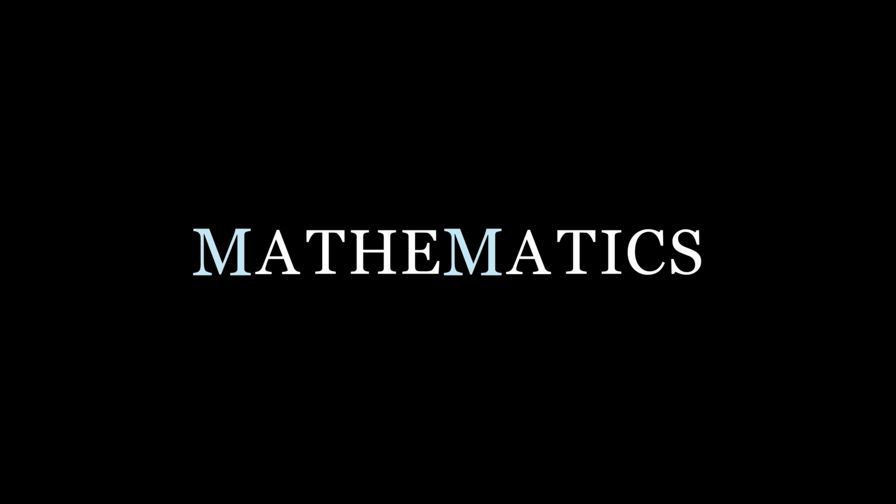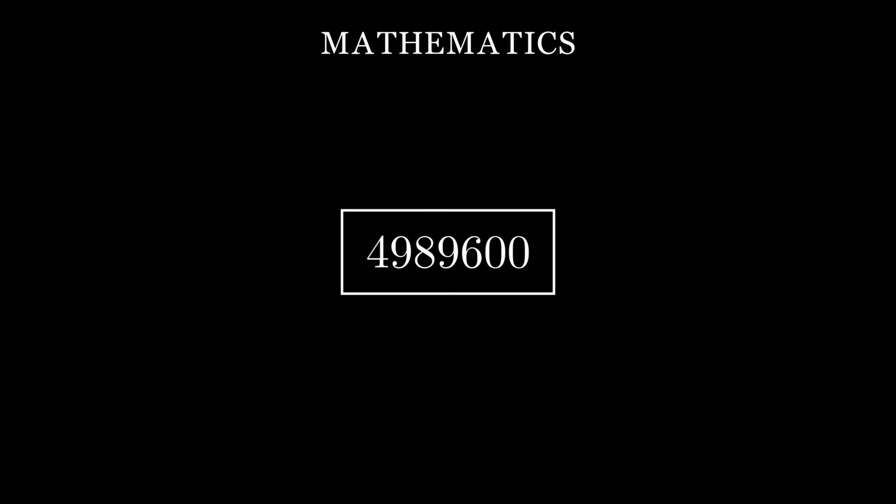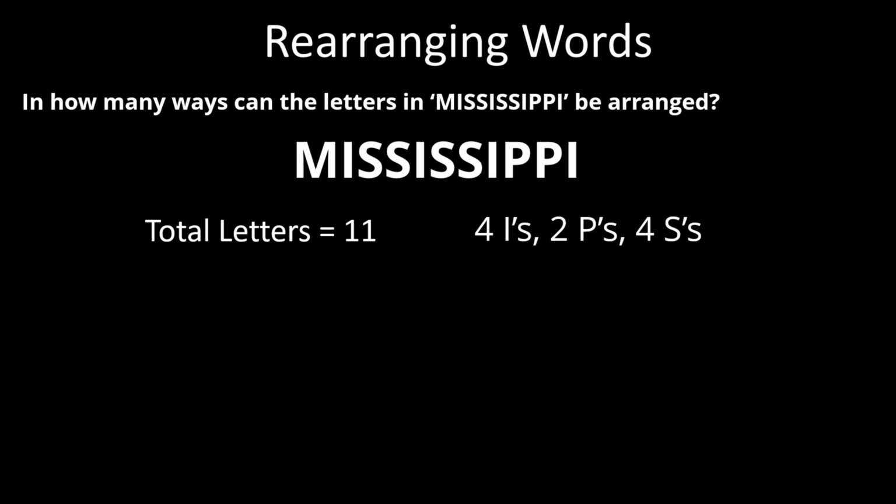The word mathematics: consider that it has two M's, two A's, and two T's. How many ways can we permute the word mathematics? Well, first of all, it has a total of 11 letters. We have to find that out, and then we have to find out all the possible duplicates. Now, the answer is simply 11 factorial upon 2 factorial, 2 factorial, and 2 factorial, which gives you, after simplification, the final answer. Let's see how to rearrange words.